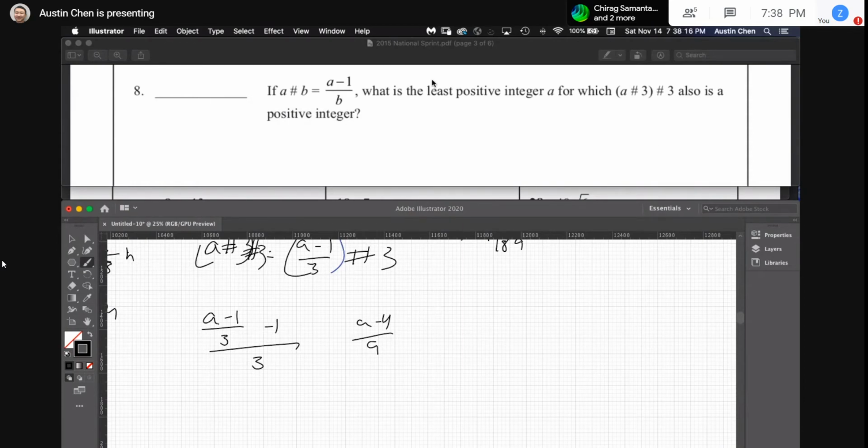And we want to find the least positive integer A for which this is also a positive integer. So for this to be a positive integer, A minus 4 has to be a multiple of 9 and positive, right? So A is just going to be 13. So that will be the least positive integer. So A has to be 13.